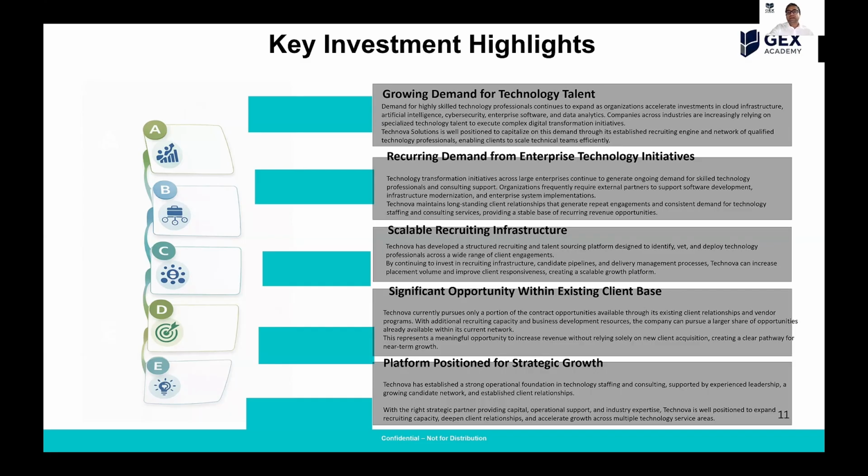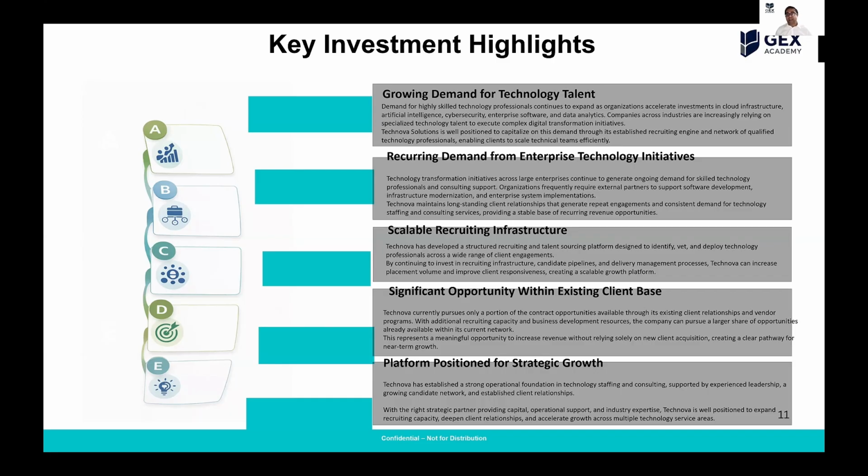So we discussed this earlier. Recruiting is a critical capability within a technology staffing consulting business. Management here believes that TechNova has developed a structured recruiting platform and a talent sourcing process which is capable of supporting future growth. So if you continue to invest in recruiting infrastructure, candidate pipelines, and delivery management processes, the company believes it can increase placement volume. It can also improve responsiveness to clients and support a larger scale operation over a period of time. So that's again a very, very key investment highlight.